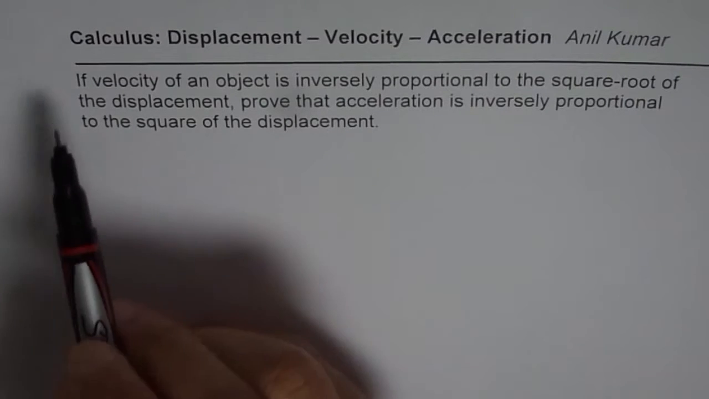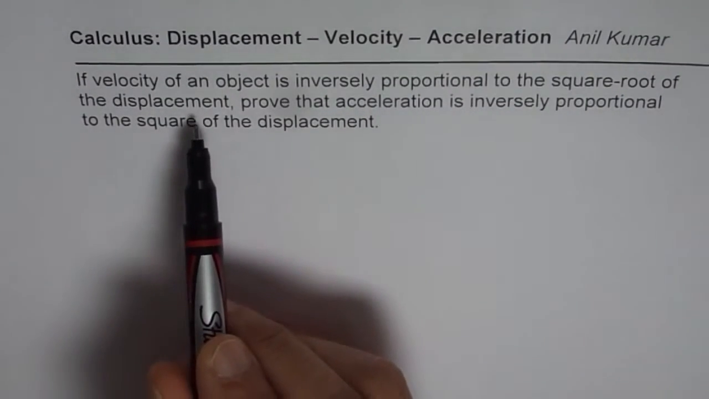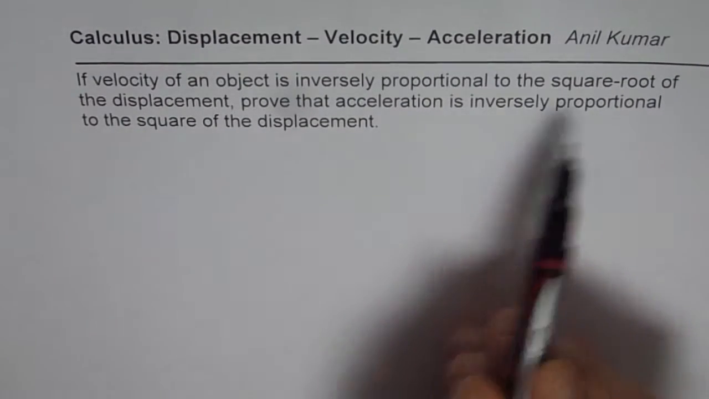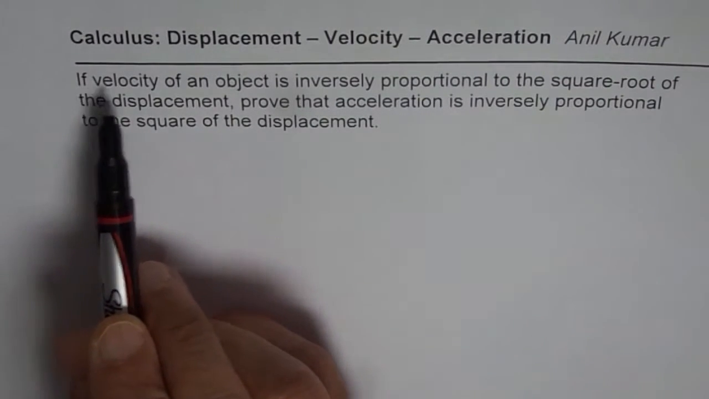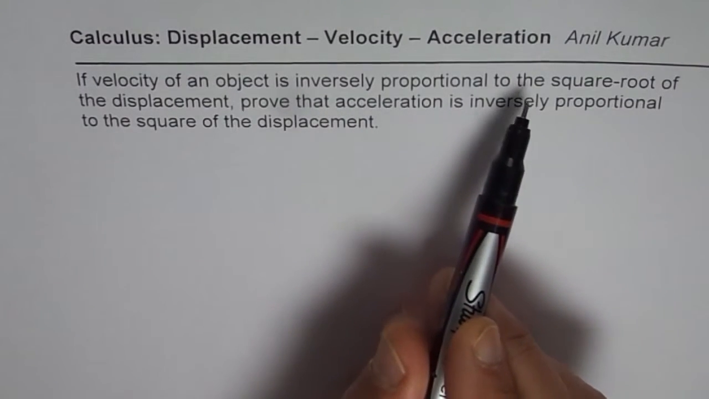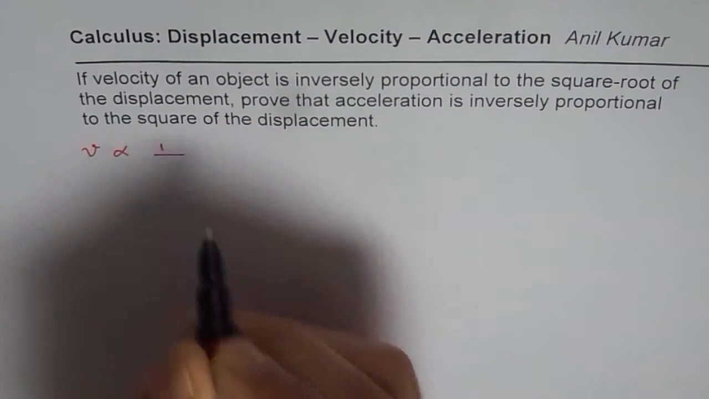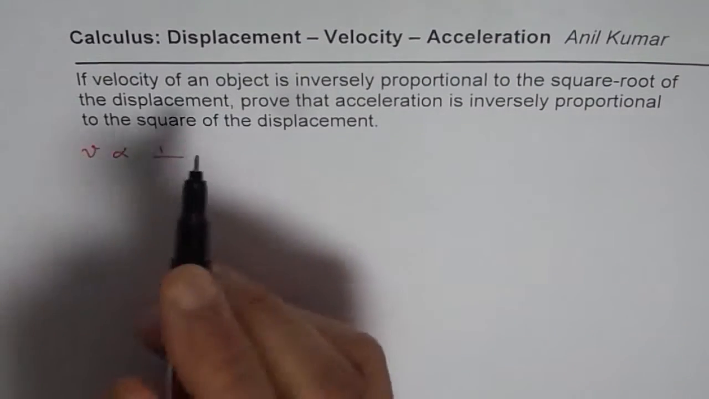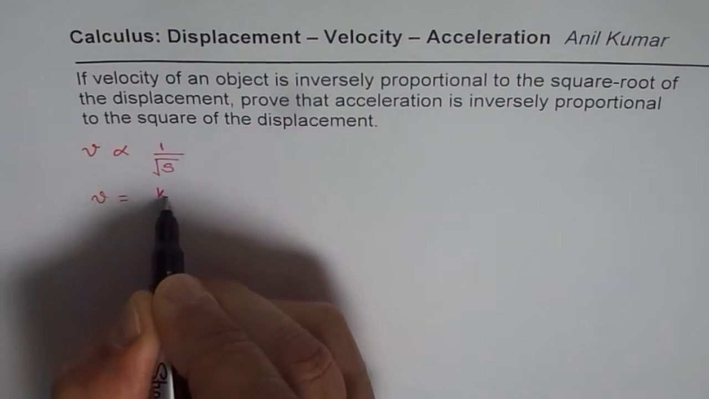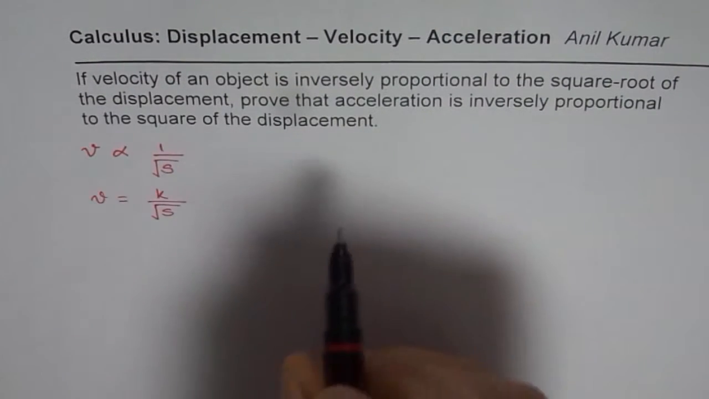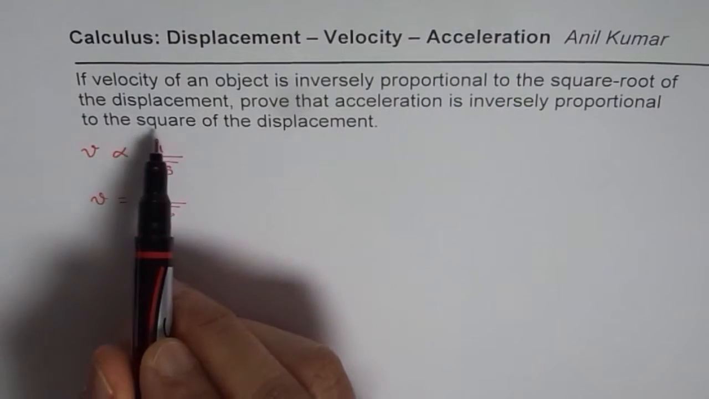The question is, if velocity of an object is inversely proportional to the square root of displacement, prove that acceleration is inversely proportional to the square of displacement. So let's go through this question once again. It says, if velocity of an object is inversely proportional to square root of displacement, that is velocity v, inversely means 1 over, right? So it's inversely proportional to square root of displacement. That really means velocity is equal to some k over square root of displacement. In that case, you need to prove that acceleration is inversely proportional to square of displacement.